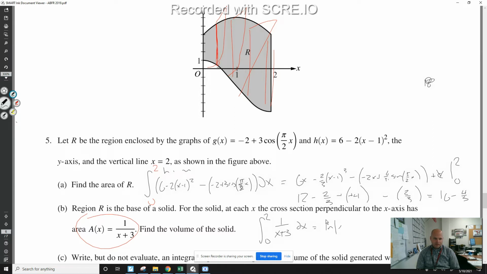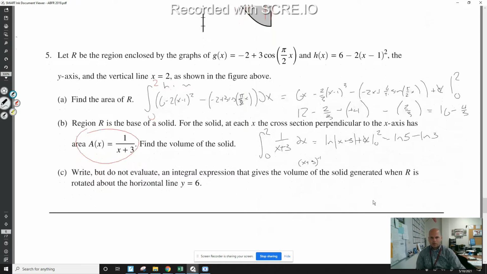We take the antiderivative of 1 over x plus 3. We'll do this a couple times. Oh, we did it in differential equations. It's (x plus 3) to the negative first, so it's log of x plus 3. We don't need the c from 0 to 2. We get log 5 minus log 3. Right, but do not evaluate.